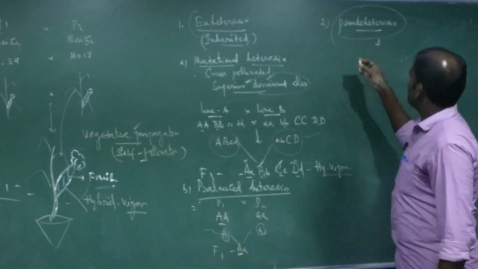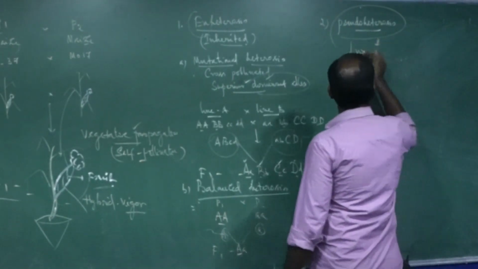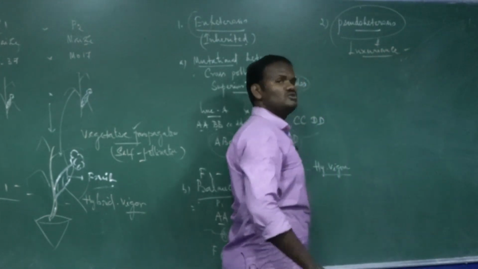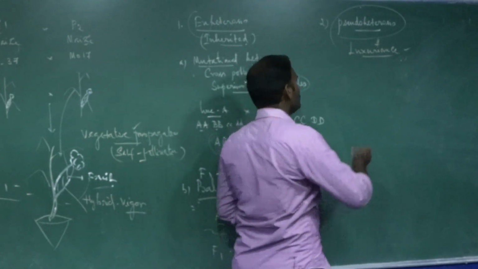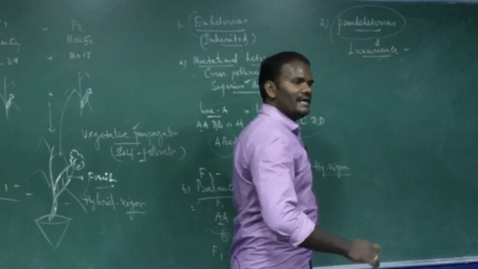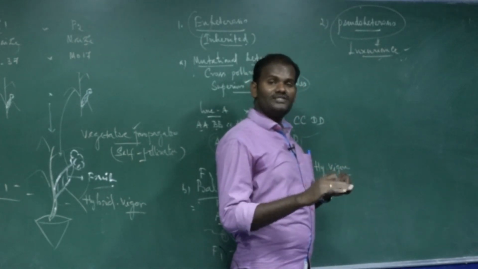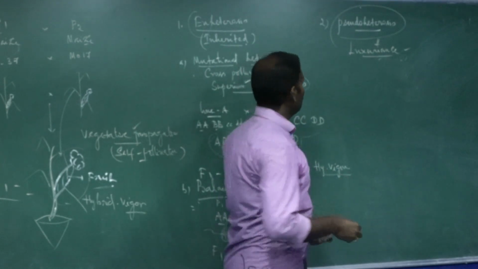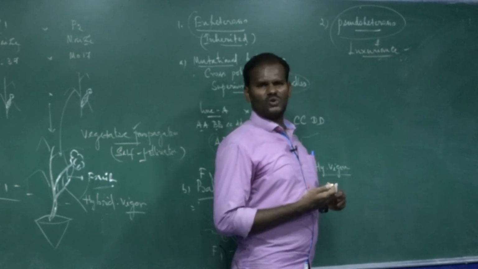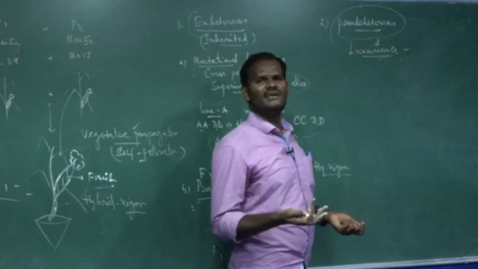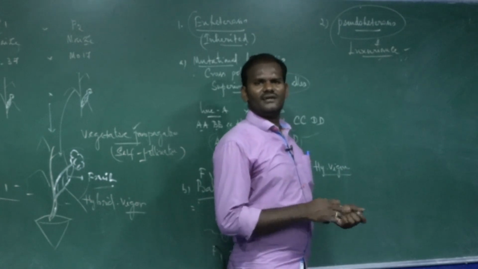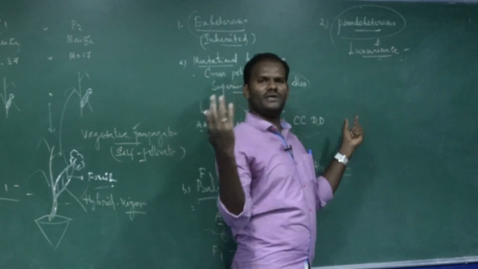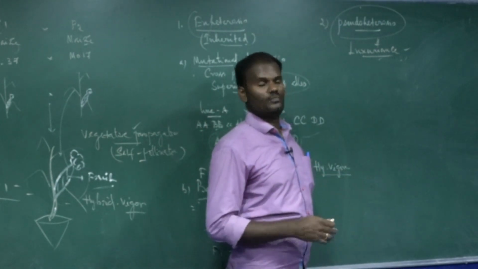The last topic, pseudoheterosis. It is also called luxuriance. Why is it called luxuriance? Because it shows superiority over the parents only in vegetative characters, not in reproductive characters. The vegetative parts show enormous, excessive growth, but not in yielding or adaptability. Only the vegetative parts, root, stem and leaf alone may show luxuriant growth, not the reproductive part.